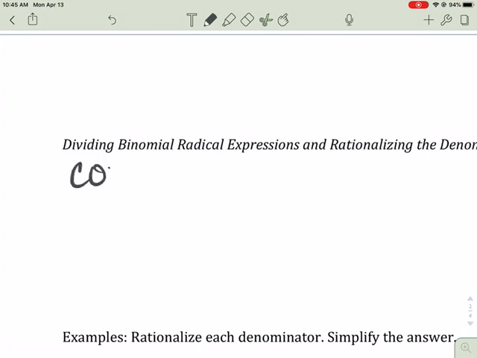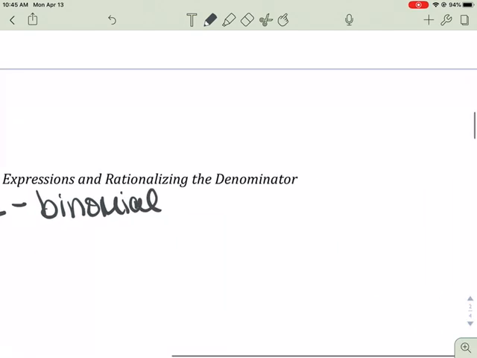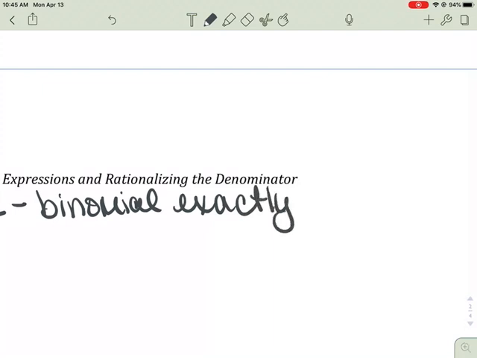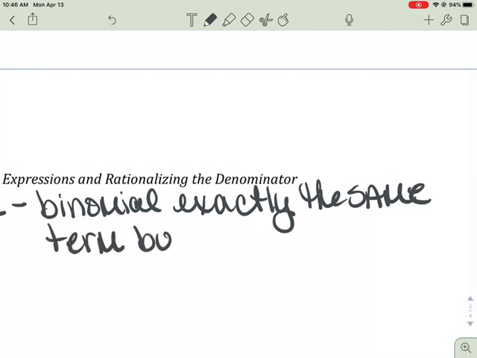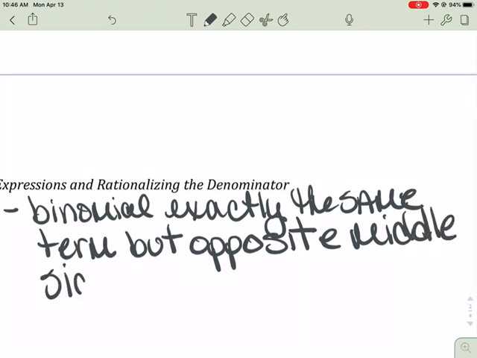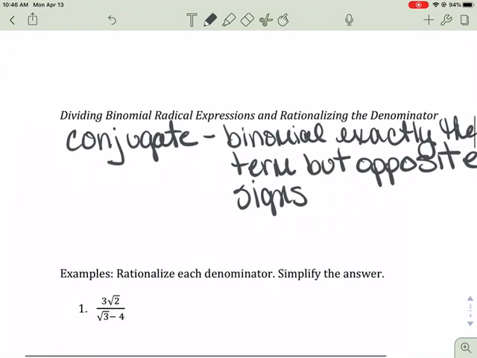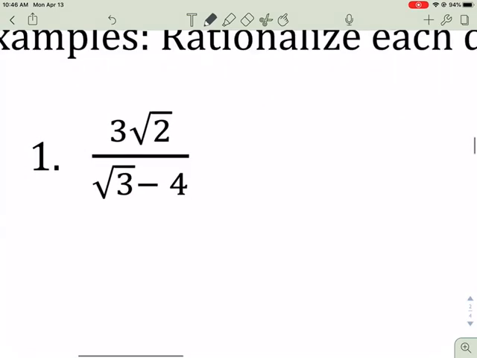So if you remember, we used the conjugate in the past. Okay, so remember the conjugate are binomial expressions with exactly the same terms but opposite middle signs. We used the conjugate concept when we talked about i and not having the square root of i on the bottom of the fraction. So we're going to use that idea again. So we're going to look at our denominators and determine what the conjugate would be, and we're going to multiply top and bottom by him.